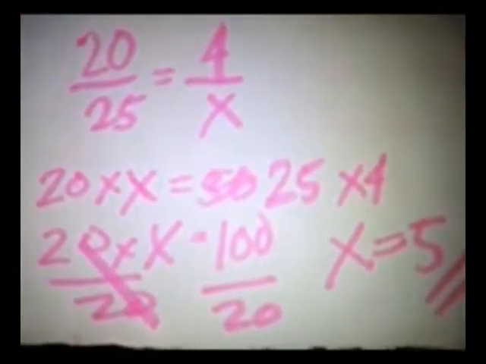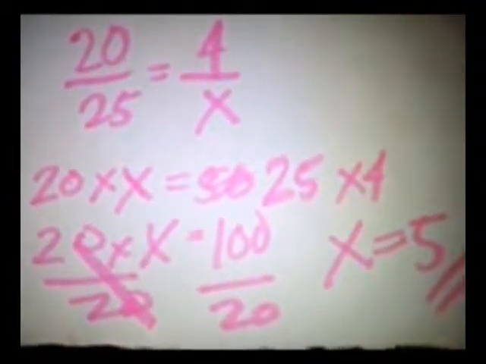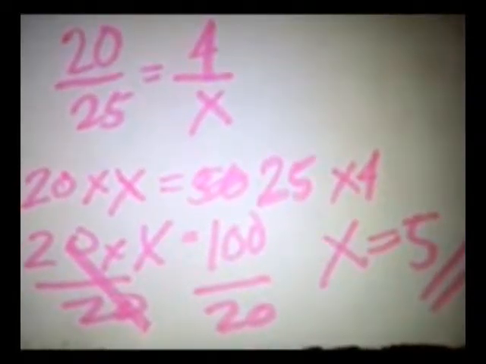Note that we are using the inverse of multiplying by 20, that is, dividing by 20, to get x alone on one side.